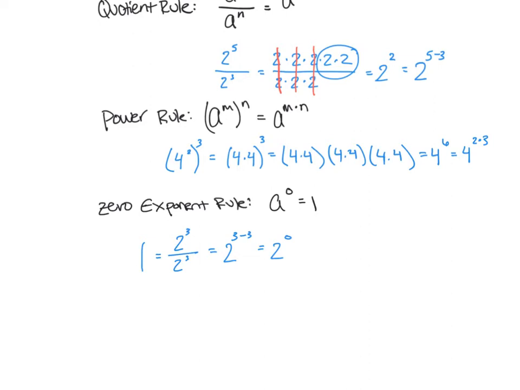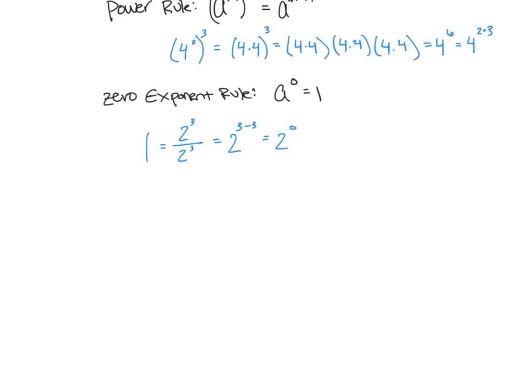The next one is going to be our negative exponent rule. Again, each of these has a variation on them, so you may see more than one negative exponent rule. They all mean the same thing. So a negative exponent rule: if we have a to the negative m, it is equal to 1 over a to the m.